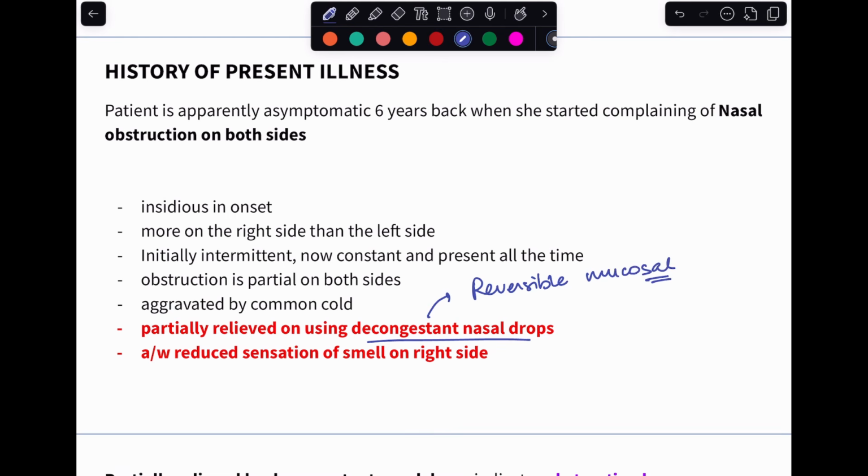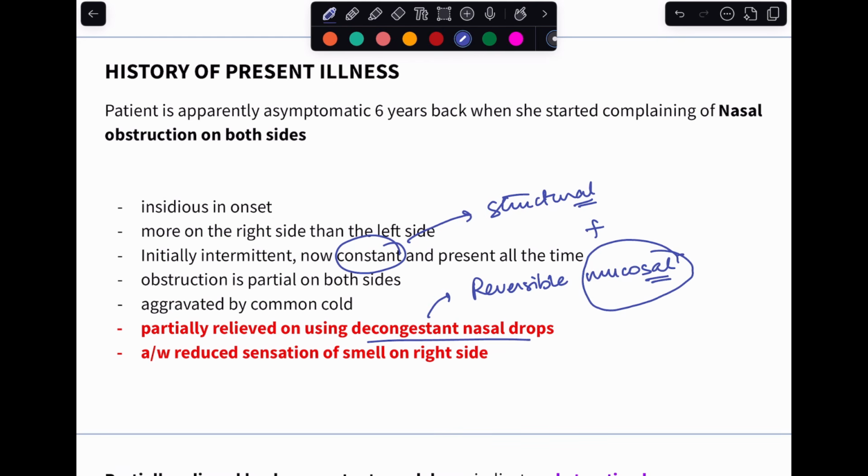So, probably the obstruction has one component which is a reversible mucosal obstruction that is happening. We have seen that the obstruction is constant. That meant there is definitely some kind of structural cause of obstruction over here. But saying here that it is getting partially relieved on using nasal decongestant means possibly there is a small mucosal component over here which is reversible. So therefore, we are coming to the conclusion that there is probably a mixed obstruction here. There is a structural component and there is a mucosal component.